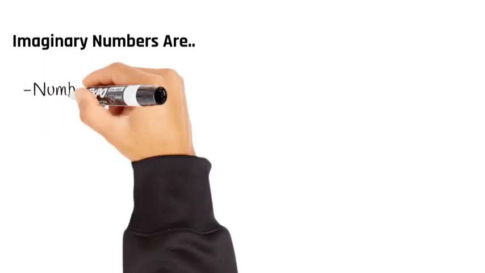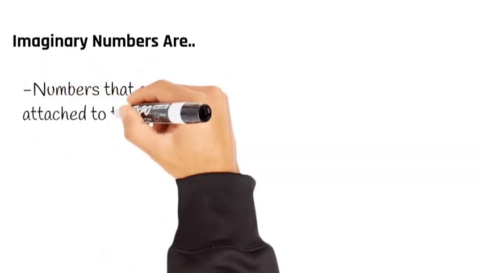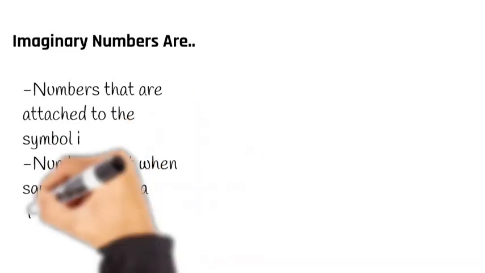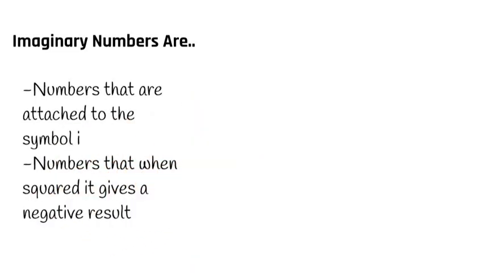So what are imaginary numbers? Imaginary numbers are numbers that are attached to the symbol i. We'll talk about that more in a minute. It's numbers that when squared give a negative number. We know that typically when you square a number, it comes out positive, because either a negative times a negative is a positive.